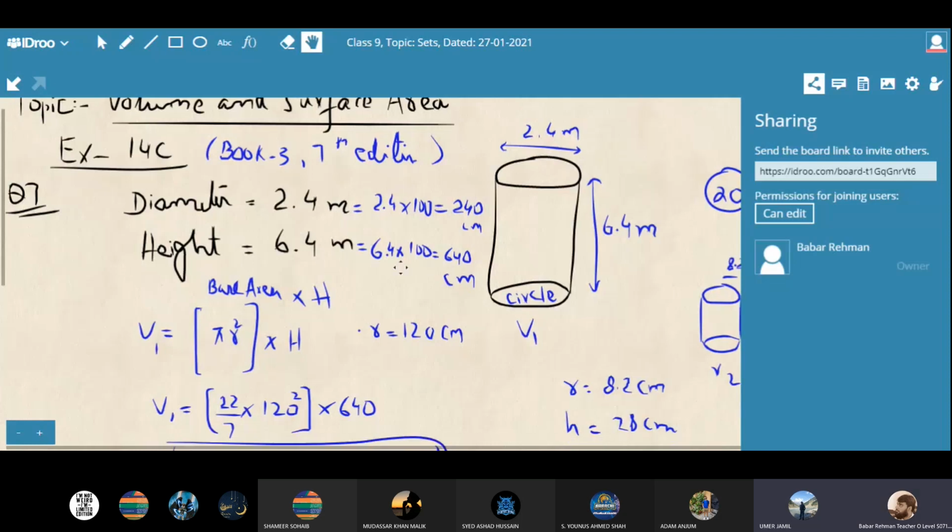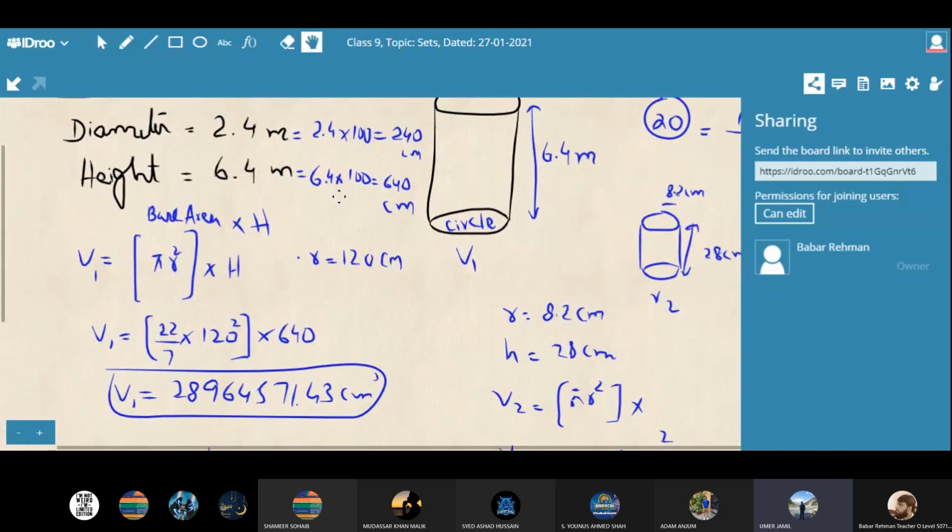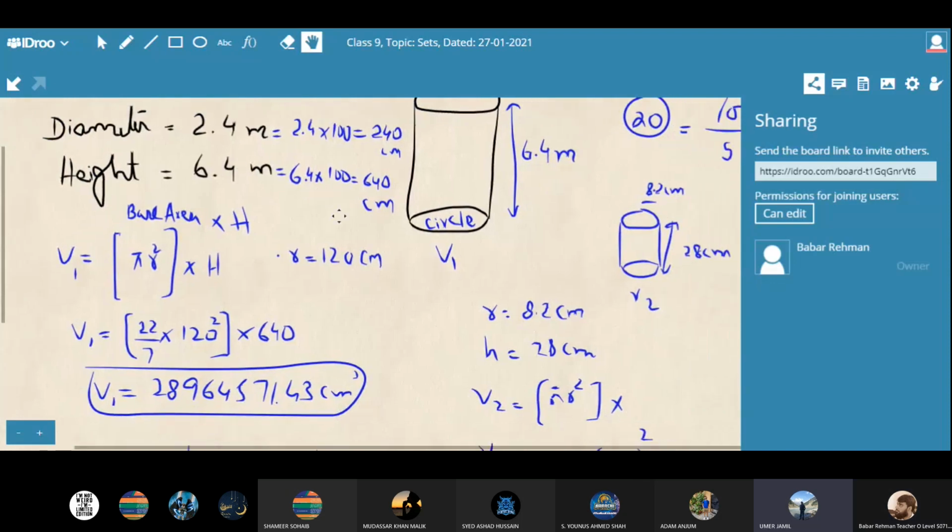When you put these calculations and all these variables in the calculator, you will get the answer for V1, which is 2,89,645.71.43 centimeter cube. So this was the volume of the first cylinder. Now we move on to the second cylinder, which has a base radius of 8.2 centimeter, and the height is 28 centimeter. To find the volume of the second cylinder, V2, we take pi r square multiplied by height, the same equation we took for the first cylinder.